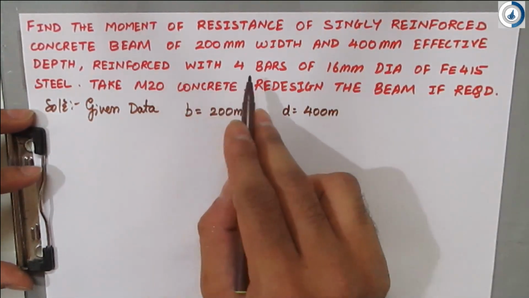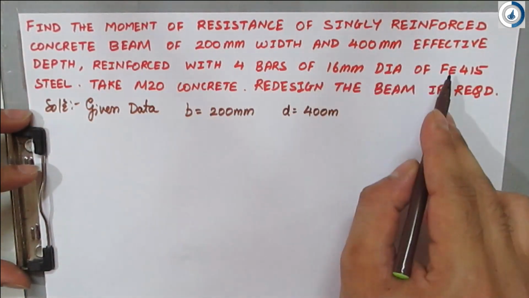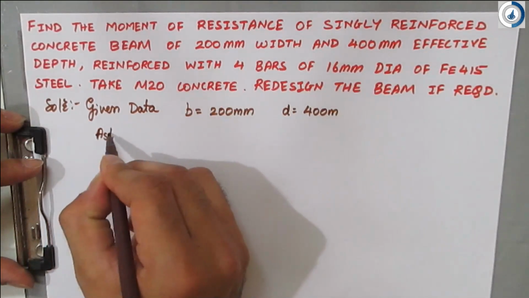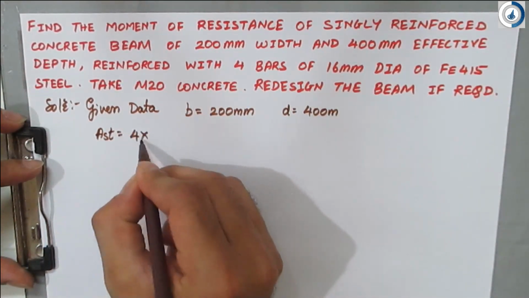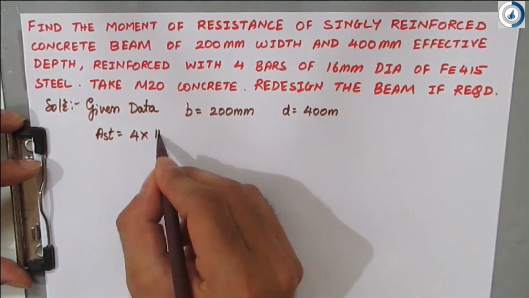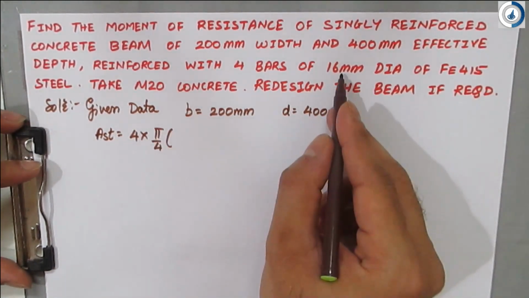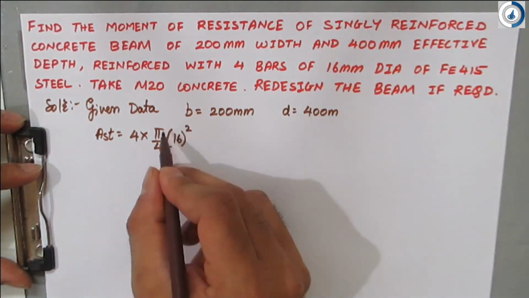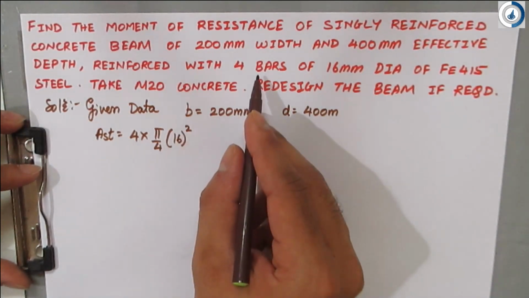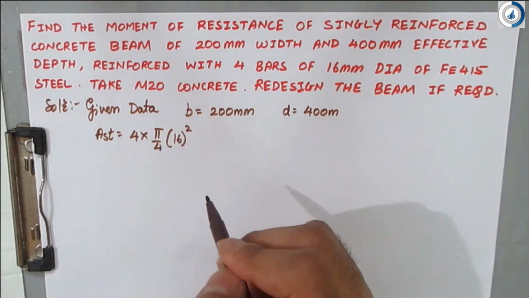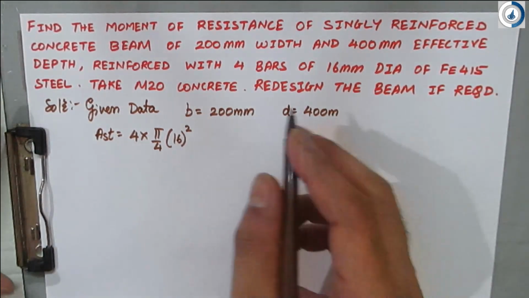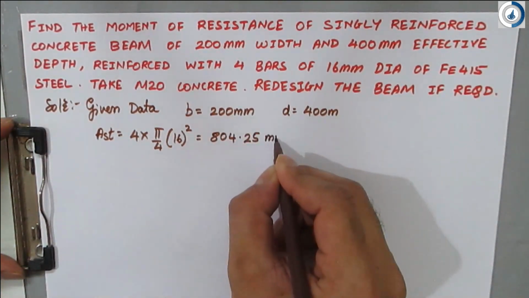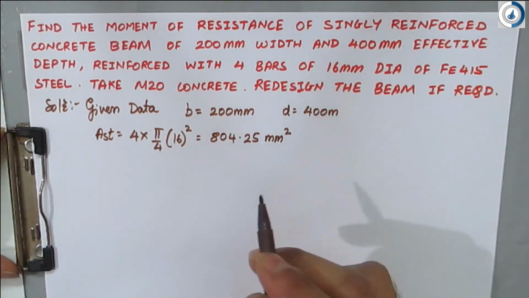The beam is reinforced with 4 bars of 16 mm diameter of Fe415 steel, so they have directly given Ast. Ast is 4, the number of bars, into pi by 4 d squared, where the diameter is 16 mm. If you don't write 4, you will get the area of 1 bar. They have given 4 bars, therefore 4 into pi by 4 into 16 squared, which comes to around 804.25 mm squared. This is the area of steel for the given beam.